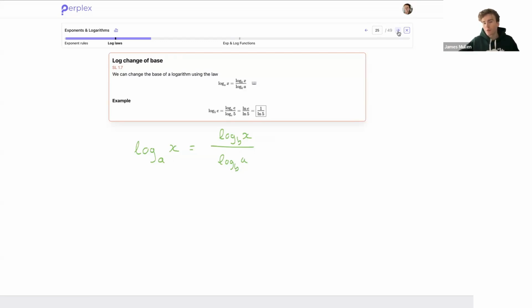But if you do want to try and remember, and I think you should, I would just remember that the base of my original log goes in the denominator as the argument of the new log, and then the argument of my original log goes in the numerator as the argument of the old log. Okay?